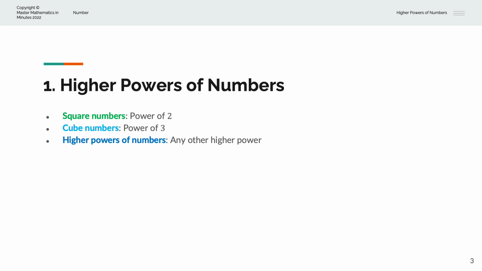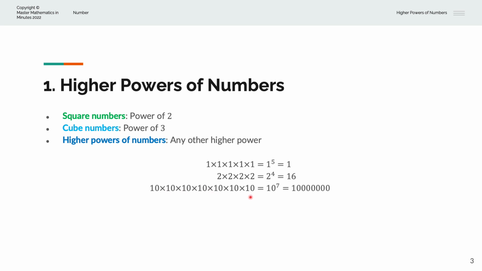Let's consider a couple examples. So we have the number 1, and we have 1 to the power of 5 in this case. So we'll multiply 1 5 times, and that gives us 1. And secondly, we have the number 2, and we have 2 to the power of 4. So we'll multiply 2 4 times, and that gives us 16. And finally, we have the number 10. And we'll multiply 10 7 times because it's 10 to the power of 7. And that gives us 10 million.